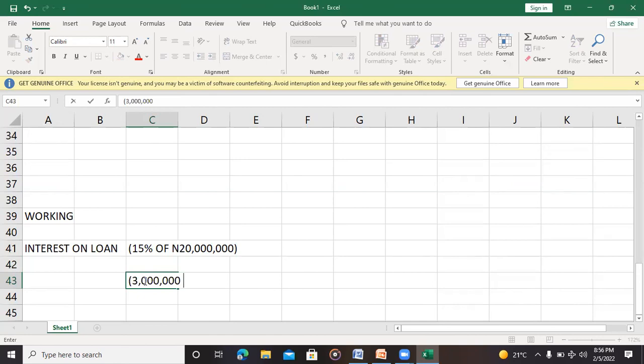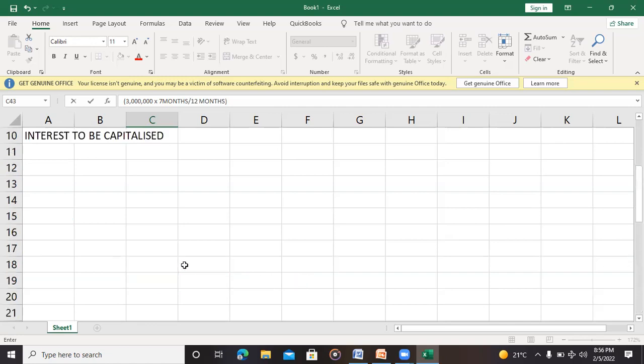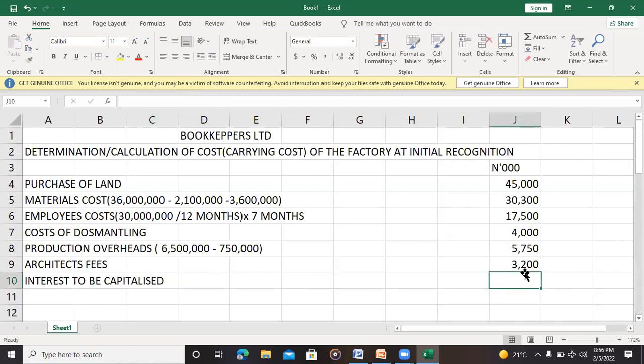Then we multiply by 7 months all over 12 months. How much will we have? 1.750. 1.750.